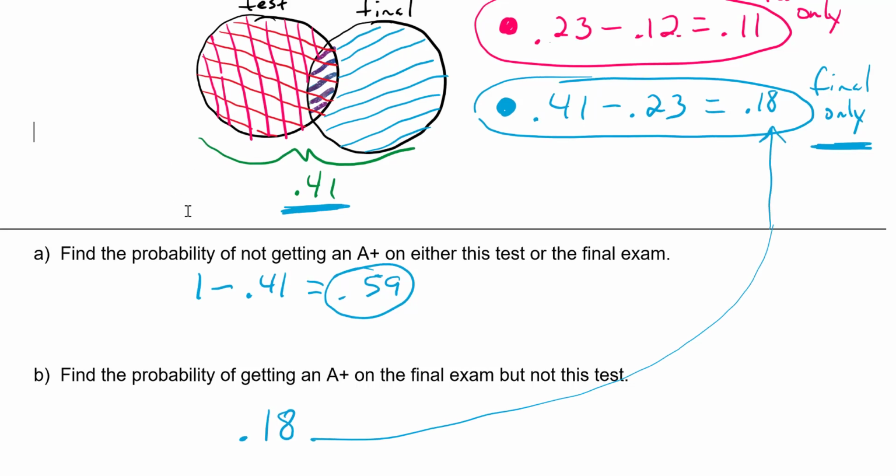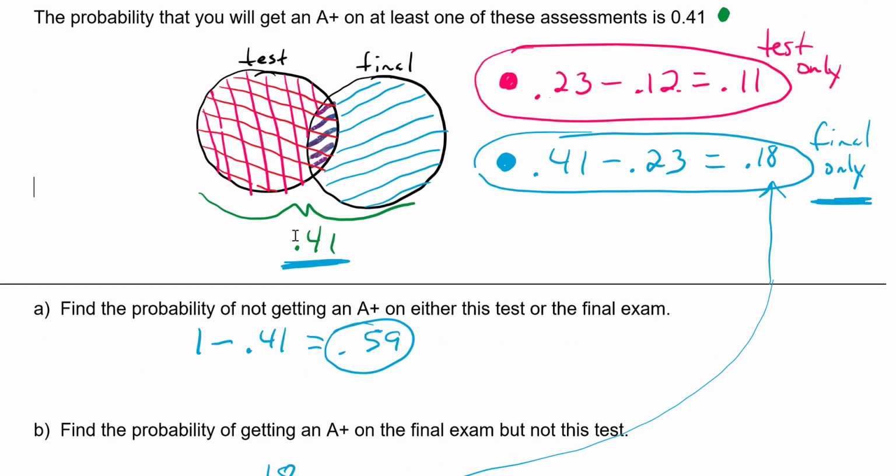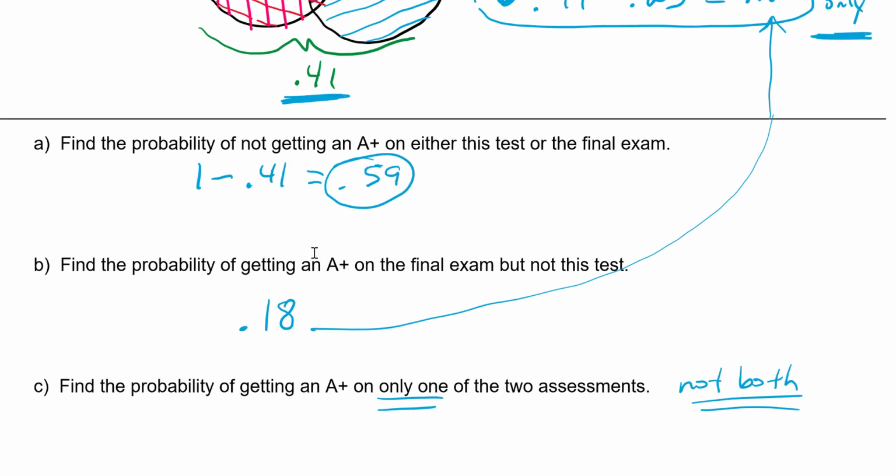Okay, and then the last question is find the probability of getting an A plus on only one of the 2 assessments. So what this means, only one means not both. Okay? So if you think about it, that means the probability of getting an A plus on the test only, plus the probability of getting an A plus on the final exam only, which is what I calculated up here. That's the 0.11 plus 0.18, which is 0.29, and that's your answer.